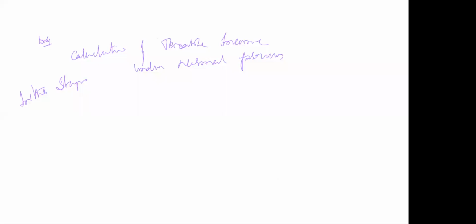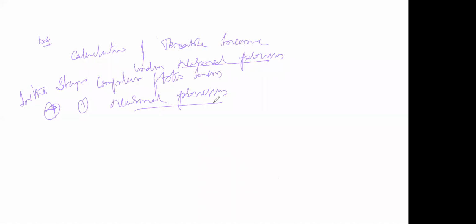Now, in the steps of computation of total income, there are 4 steps. Already we have been given in the last class. The first one is computation of total income under normal provisions. This we have already done.